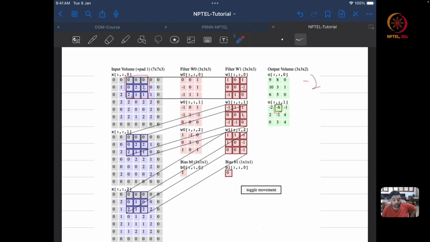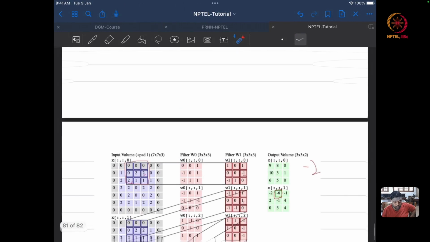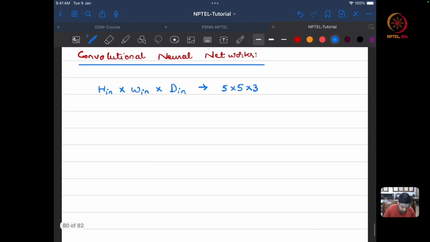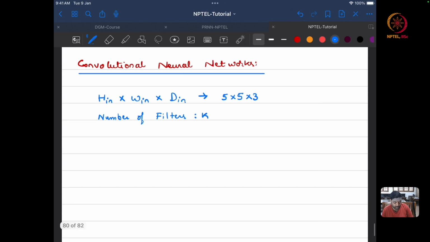Now you have two filters. The number of filters in this specific example is represented by k. Please don't confuse this with the number of classes. Here k is the number of filters, and now we have two.